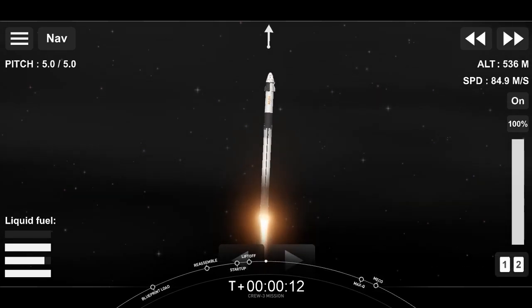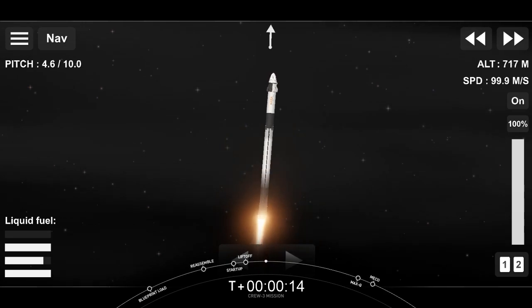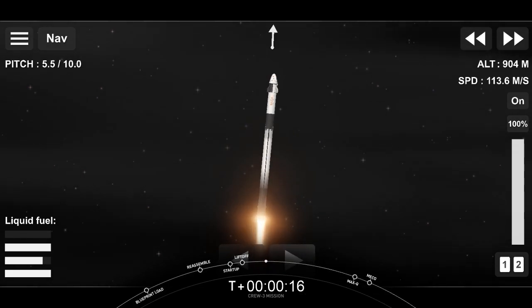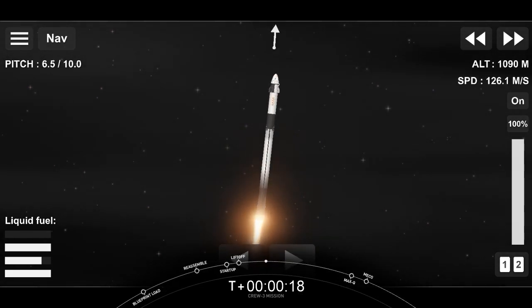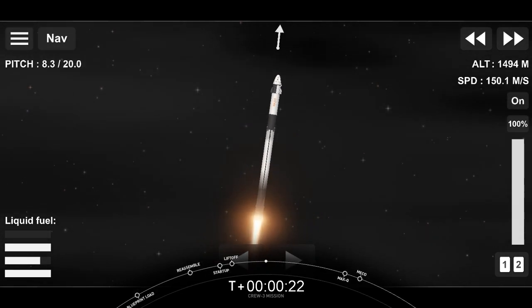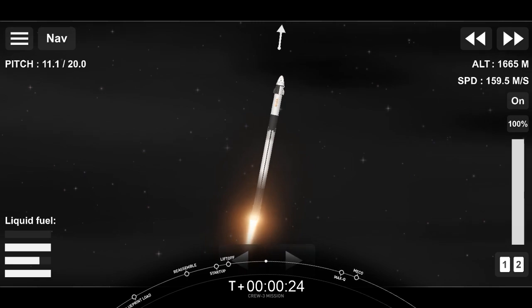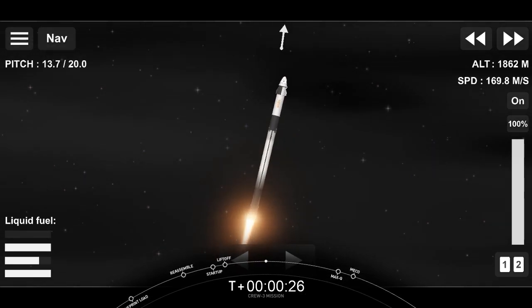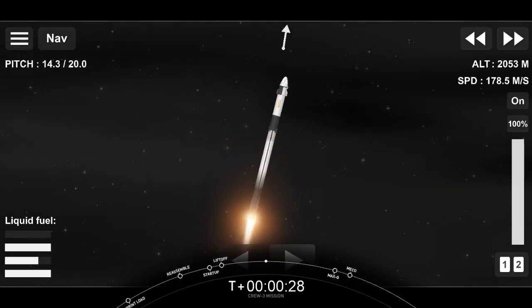Copy. One Alpha. Laboratory in orbit. The International Space Station. Vehicle is pitching downrange. Contain one. Propulsion is nominal. And that's the call we want to hear. Good performance on that first stage so far.